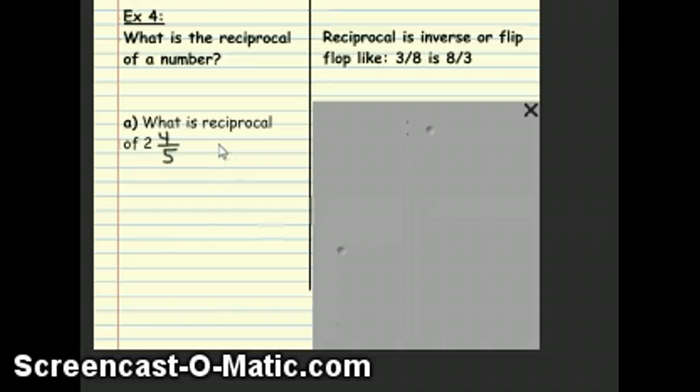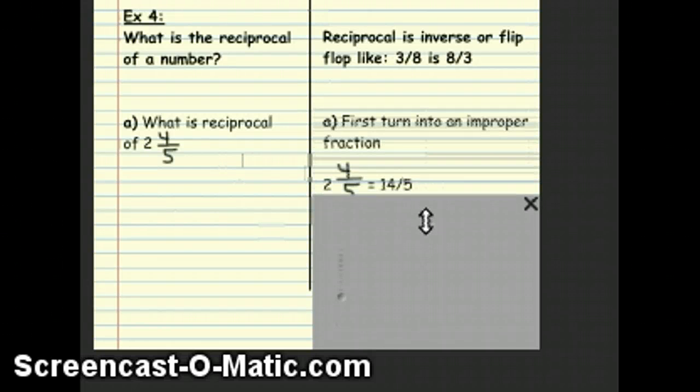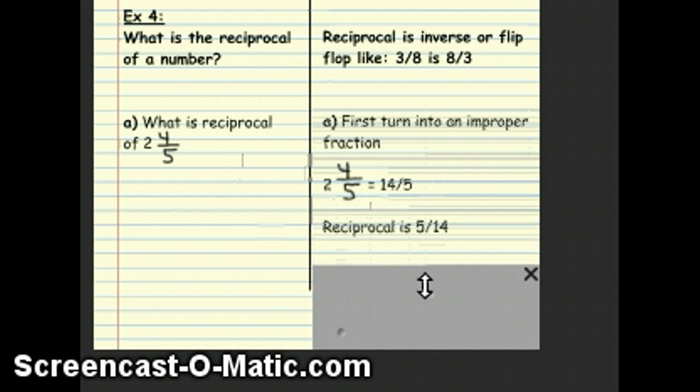Alright, so the problem to try is what is the reciprocal of 2 and 4/5? This time we've got a whole number and a fraction. So first thing we want to do is turn this into an improper fraction. Then it makes it a piece of cake. If you forgot how to do that, just a reminder, you take the whole number times the denominator plus the numerator. 2 times 5 is 10, plus 4, 14/5. So to find the reciprocal, you just flip-flop, take the inverse, so it is 5/14.